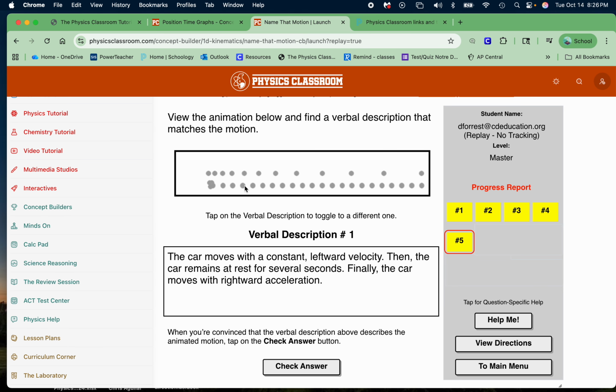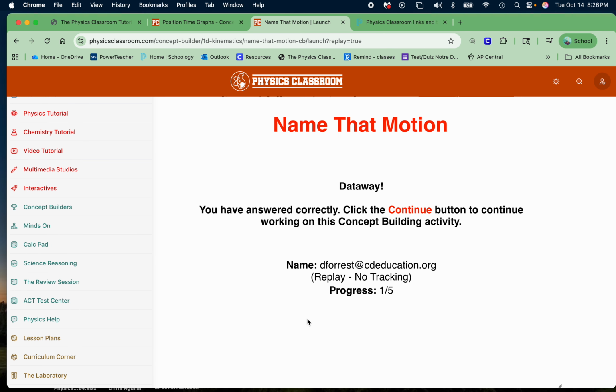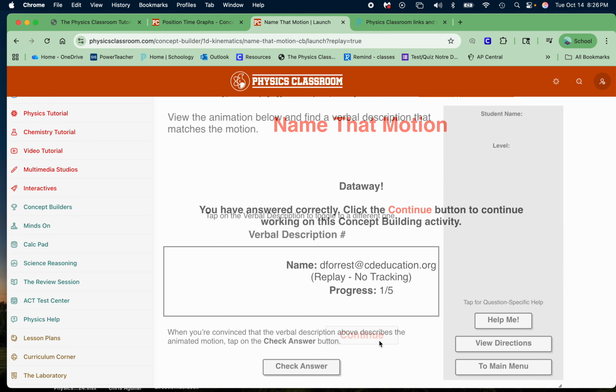So that has a constant slow velocity to the left, then it stops, then it moves at a medium constant velocity to the right. So the first part of this is correct, then it remains at rest. I lied. There's a rightward acceleration because those dots are getting further apart, so this is the correct answer. It's moving with a rightward acceleration, so I'm going to check that, and that is okay.